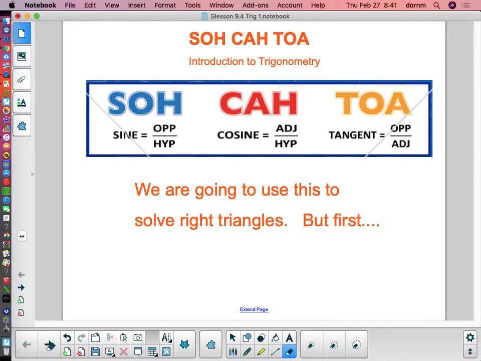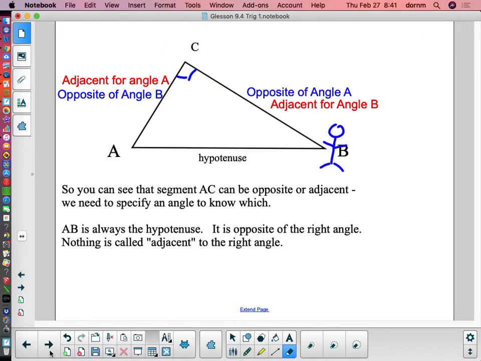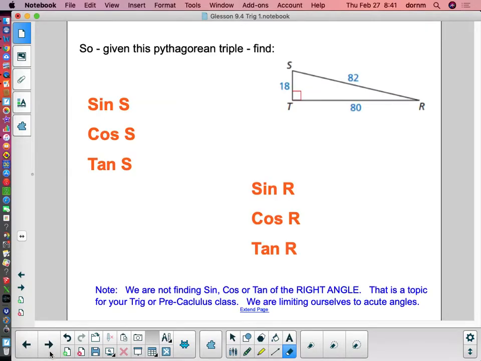Okay? So with that said, interesting little Pythagorean triple here, 18, 80, 82. 18 squared plus 80 squared equals 82 squared. Didn't know that one, did you? It's a fun one. Okay, let's find the sine, cosine, and tangent of F. So the way we're going to express this now, notice this is going to be sine of F. So this tells me right there, the S right here tells me which angle is my perspective.